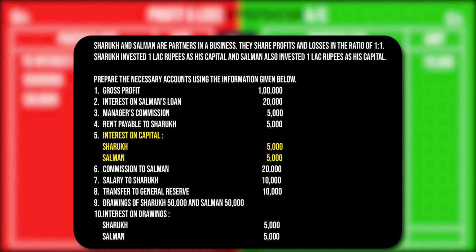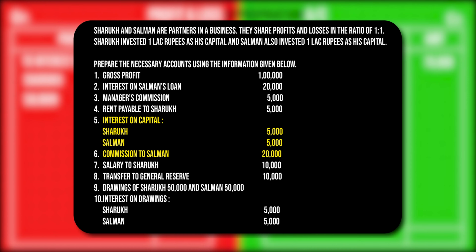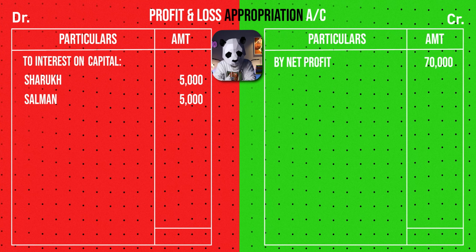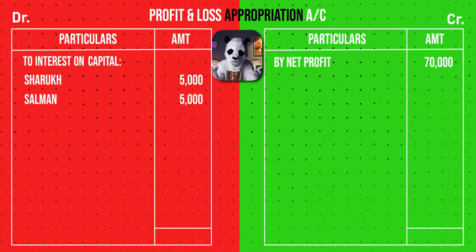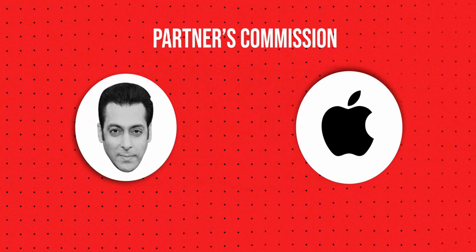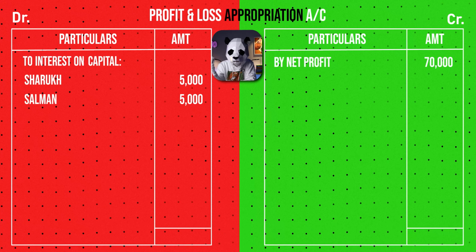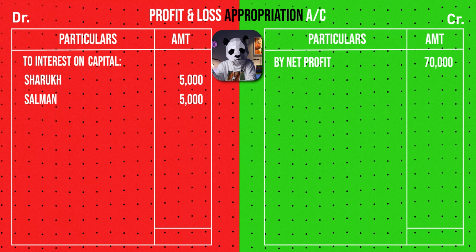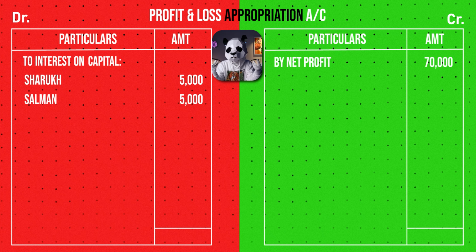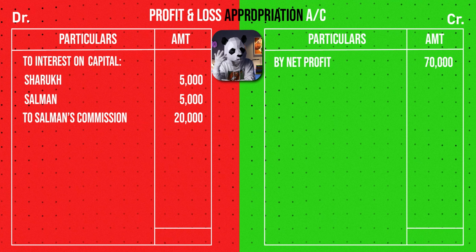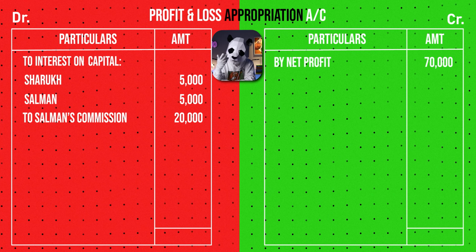The next item being Salman's commission 20,000 rupees. Since most of the times it is an appropriation, it will be written in P&L appropriation account. And when a business pays commission to a partner for the work that he or she does, it loses money, and it is of course a bad thing for the business. So to Salman's commission 20,000 rupees will be written on the left side of this account.